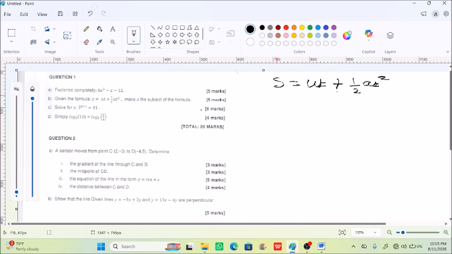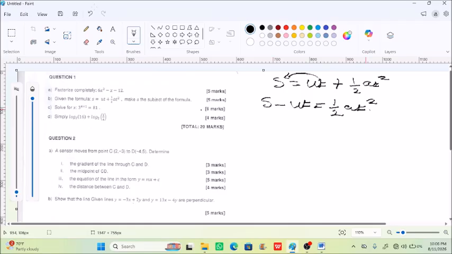Let's try to move ut closest to the equal sign, so we're going to have S. It is positive, and if it crosses an equal sign, it becomes negative. So we're going to have minus ut, which is equals to 1 over 2 at squared. From there, what do we do?